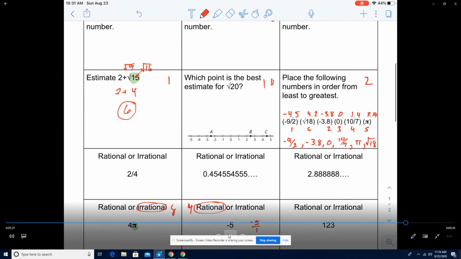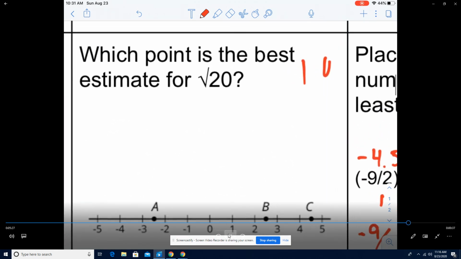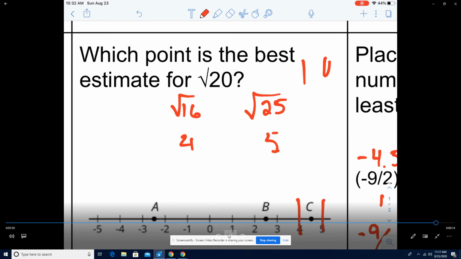Now looking at the square root of 20, it wants you to decide which point is the best estimate for the square root of 20. So here's what I do. I know that it's going to fall between the square root of 16 and the square root of 25. That's 4 and that's 5. That means that the square root of 20 has to be between 4 and 5. So there's 4, there's 5. The only one that's between 4 and 5 is C.